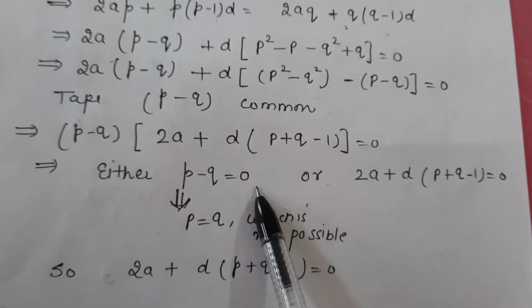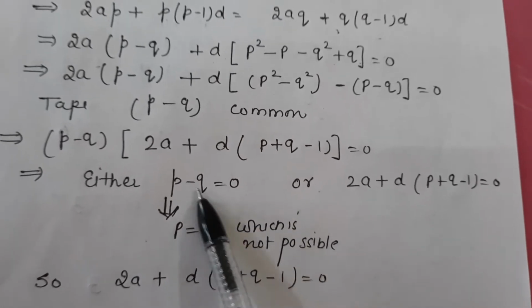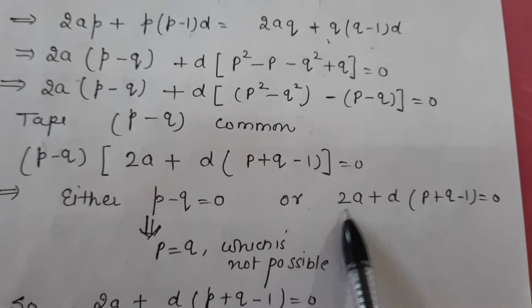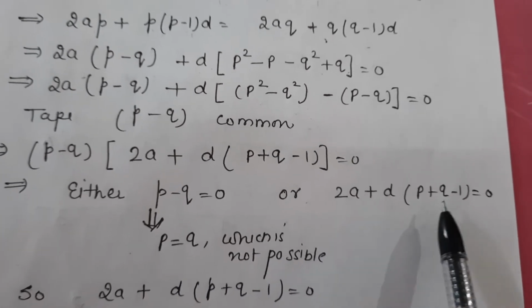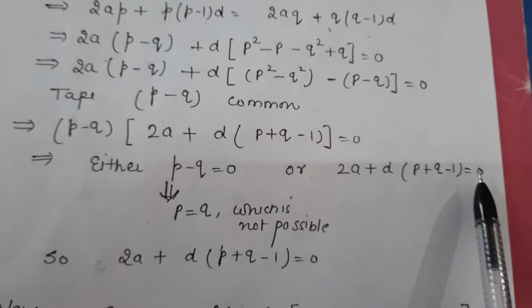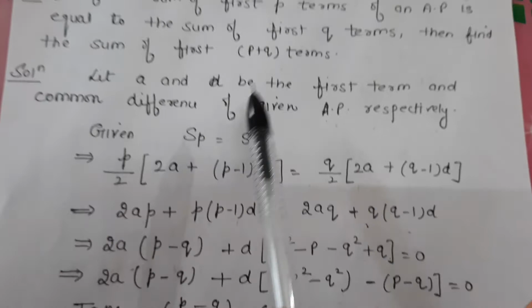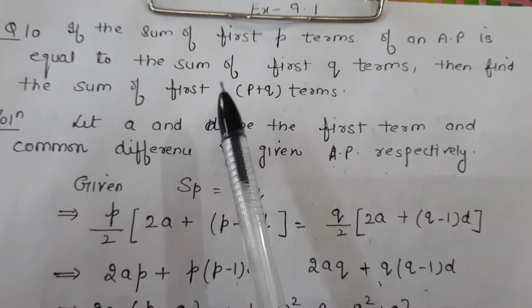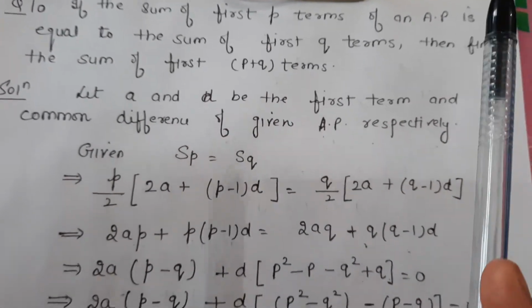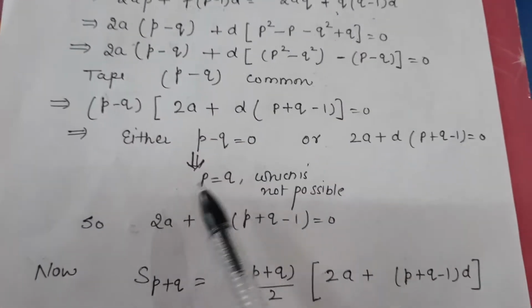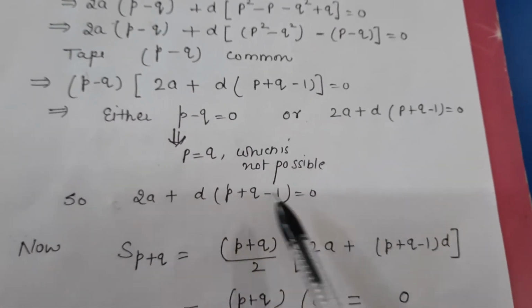If P minus Q is 0, this implies P is equal to Q, which is not possible. So we'll have 2A plus D into P plus Q minus 1 is equal to 0, because if P is equal to Q, then your question will change. That means SP is equal to SP only, right? But we are given SP is equal to SQ. So you have this factor is equal to 0.